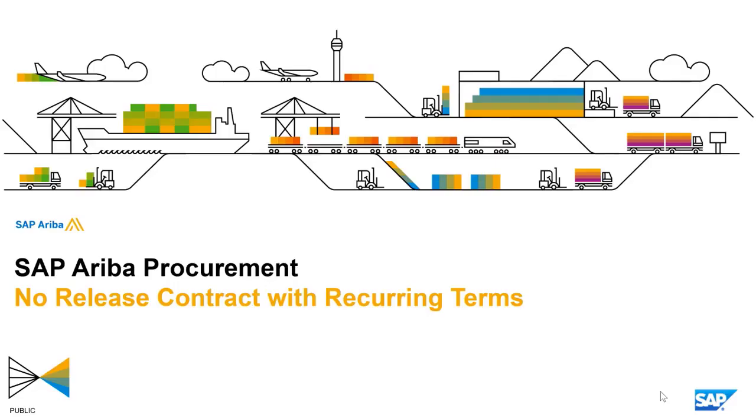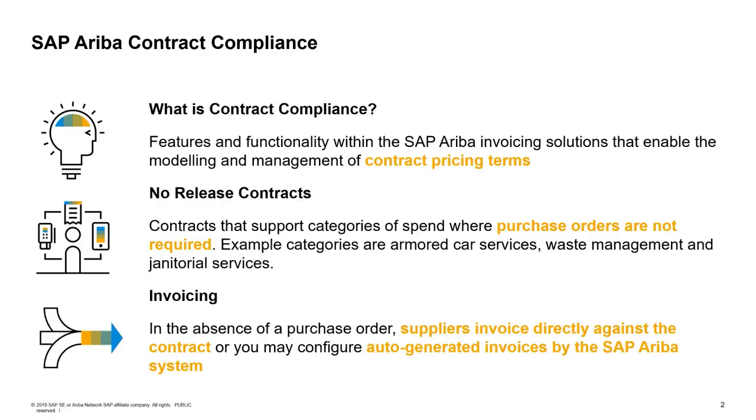In this video, we will review the process to enable spend in your SAP Ariba buying and invoicing system for no-release contracts with recurring items. SAP Ariba's contracts compliance functionality enables your organization to model complex contract terms that you have negotiated with your suppliers. One such type of contract is a no-release contract with recurring terms.